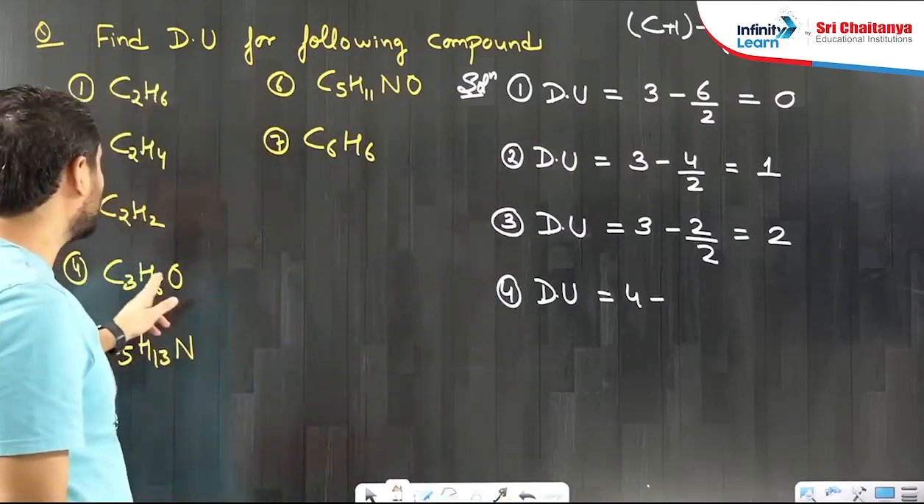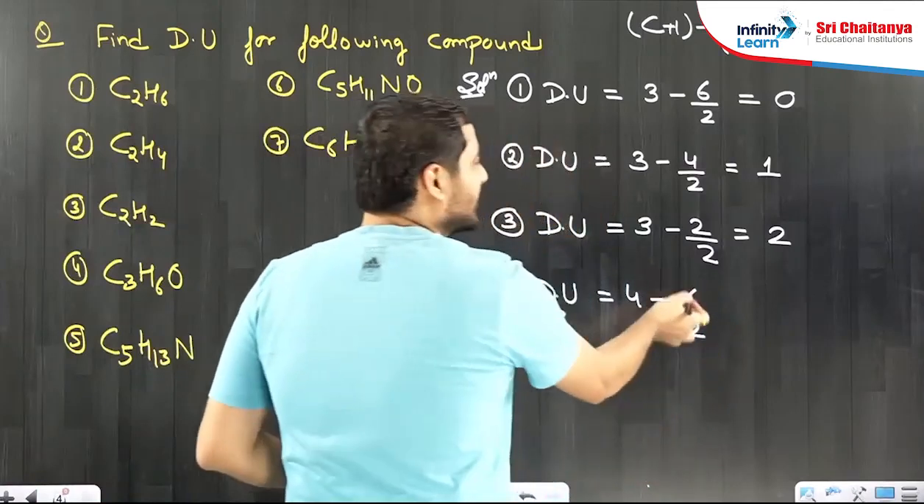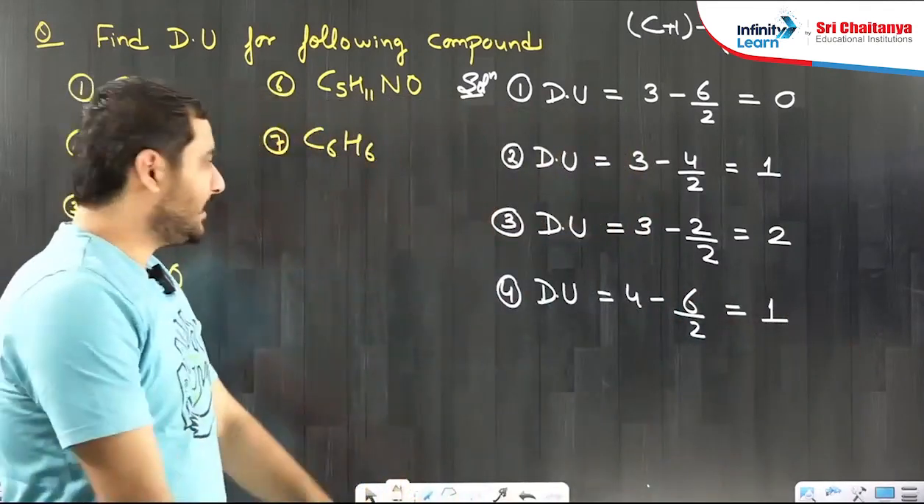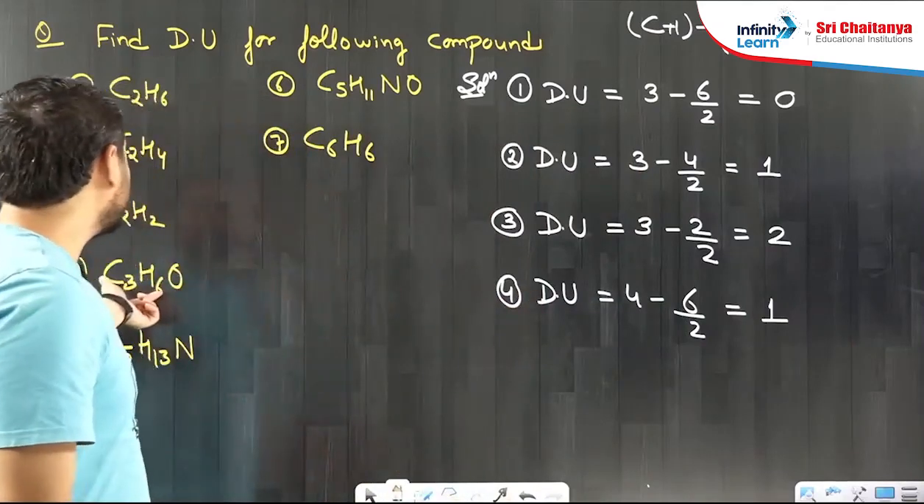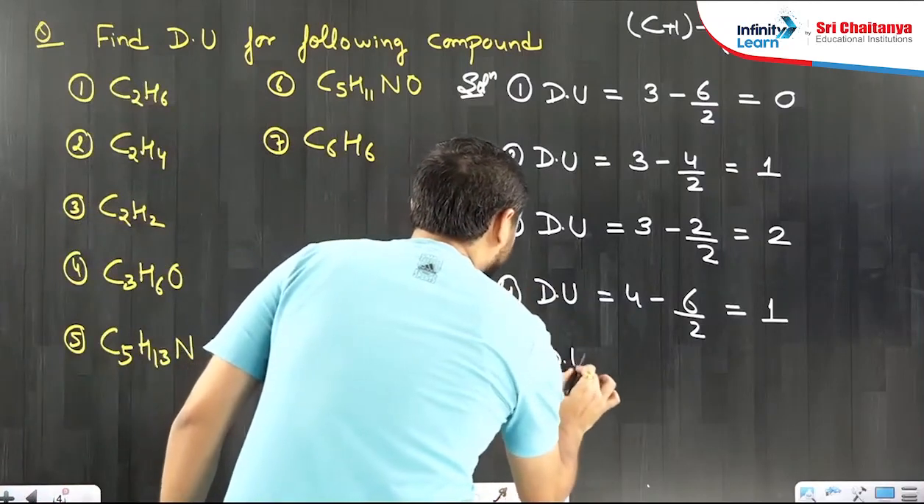So leave this oxygen. How many hydrogen are present? 6. So 6 divided by 2, 3. 4 minus 3. What is degree of unsaturation? It is 1. So degree of unsaturation for C3H6O, how much is it? 1. Now tell answer for fifth part.